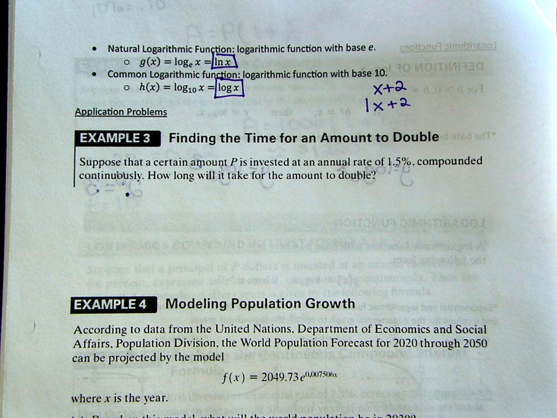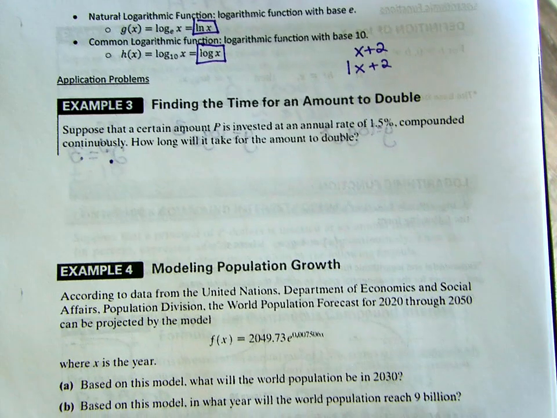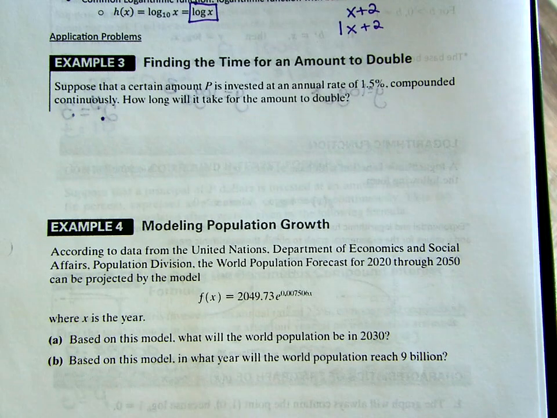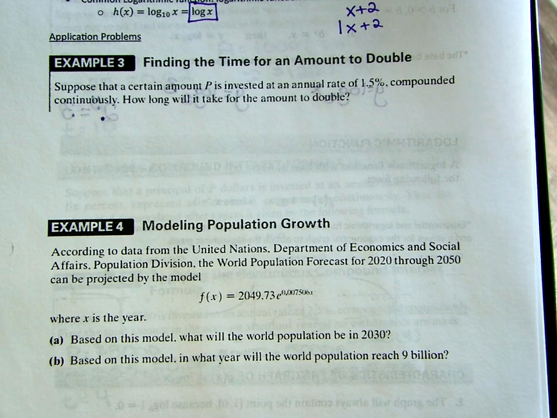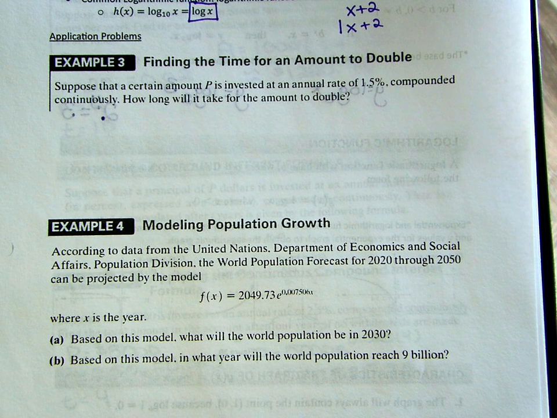Okay, let's do our application problem so that we can see what's going to happen here. And we can actually use all of this information. Because honestly, just getting a bunch of information is fine, but it doesn't really tell you how to use it. And so let's learn how to use it. We are going to find the time for an amount to double. So this is another interest problem, but it's slightly different. It says, suppose that a certain amount, P, is invested at an annual rate of 1.5% compounded continuously. How long will it take for that amount to double?